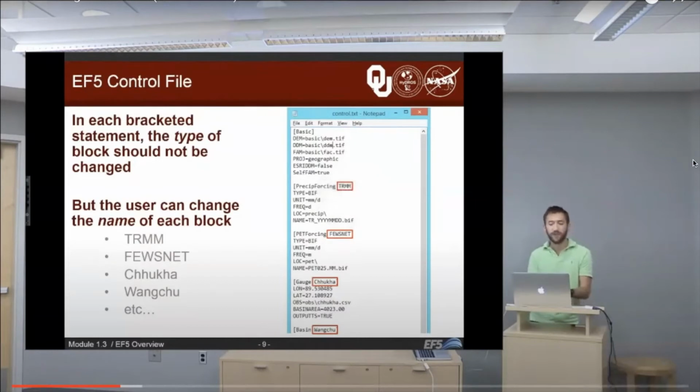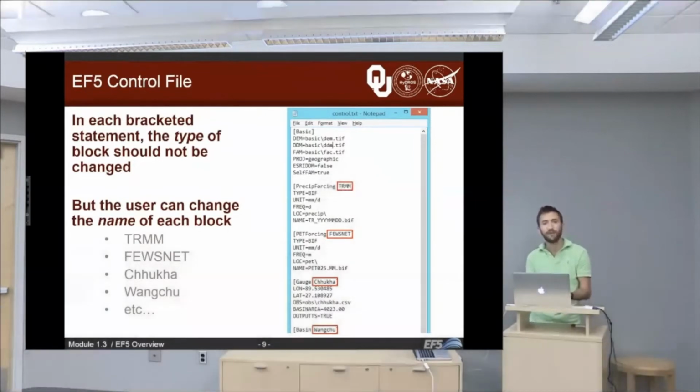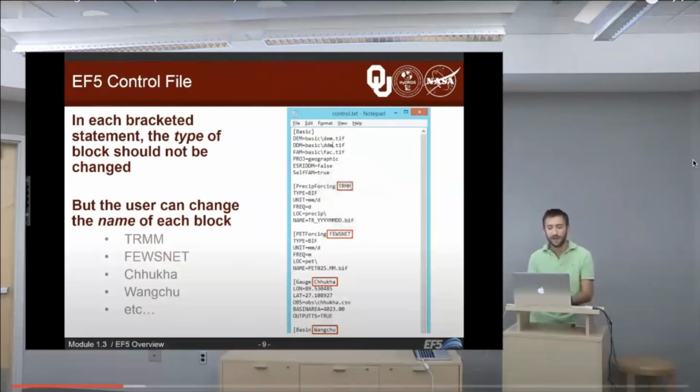So in this case, the precip forcing block is named TRMM, T-R-M-M. You can change the name of the precip forcing block as long as you keep that name internally consistent throughout the entire control file. Acá tenemos un ejemplo.